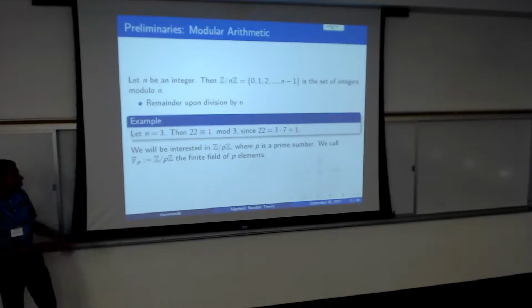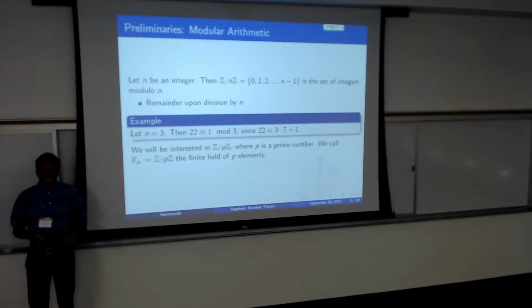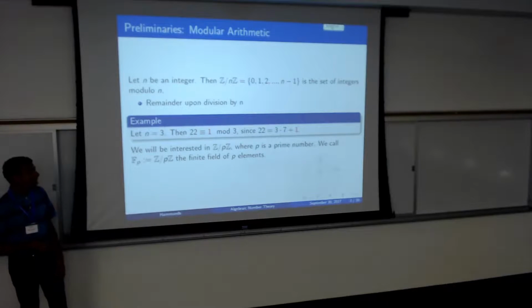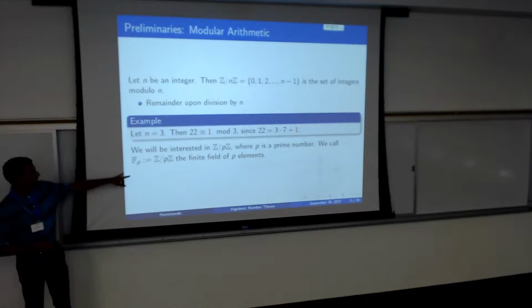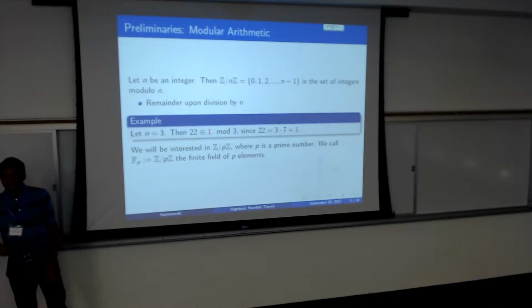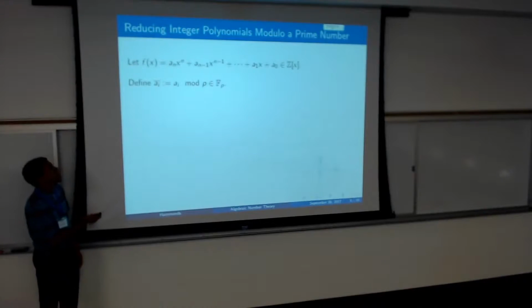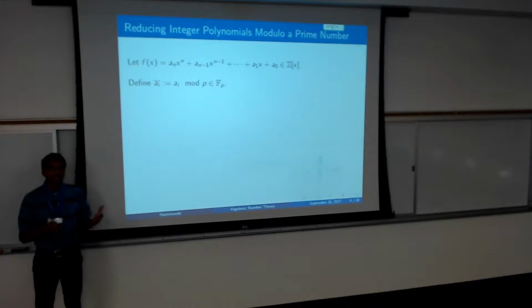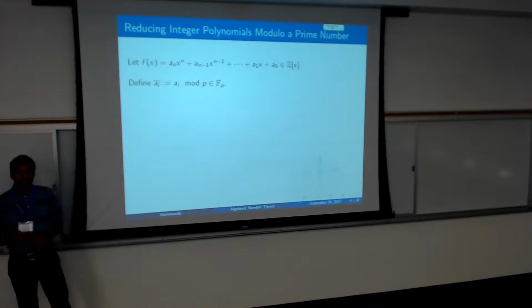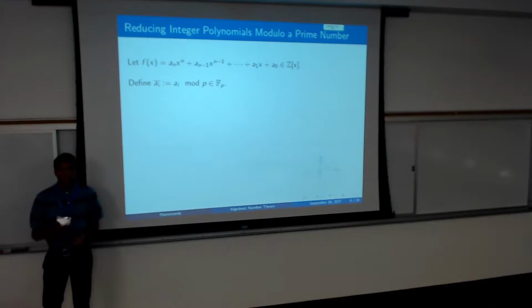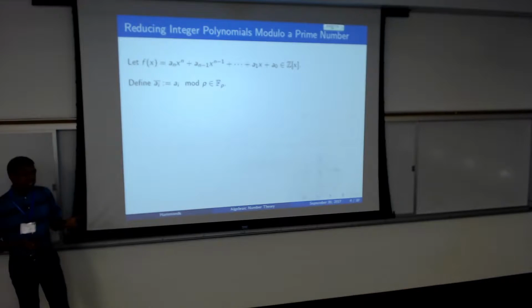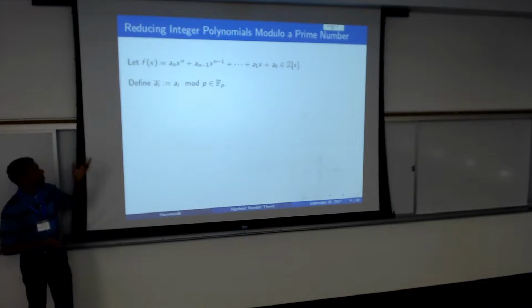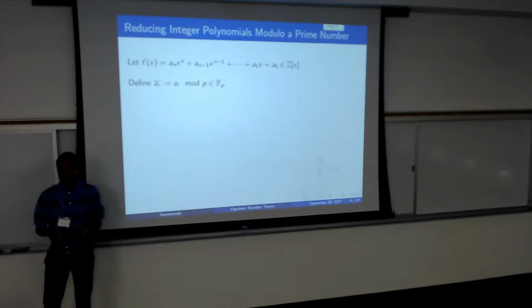We'll be interested in Z mod pZ, where p is always going to be a prime number. Particularly, we call this the finite field of p elements, or F_p. That's just a different notation. Now we can define reducing integer polynomials modulo a prime number. Suppose you're given a polynomial f(x), written in the standard way, like this. The way you reduce this polynomial modulo a prime is you take all the coefficients and reduce them mod p, in the way we defined modular arithmetic earlier.